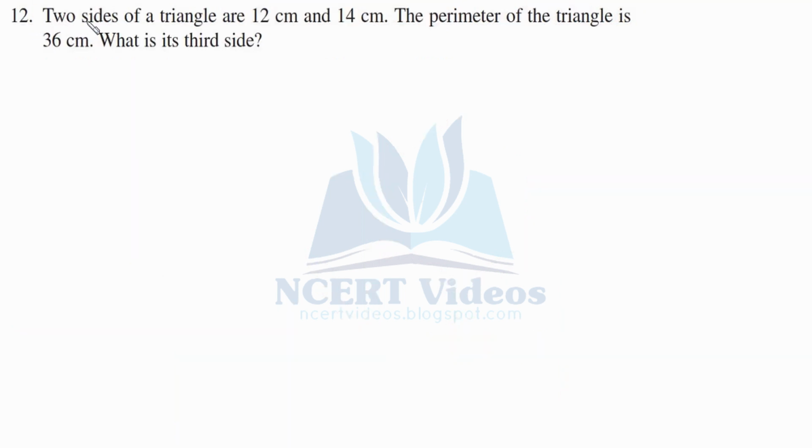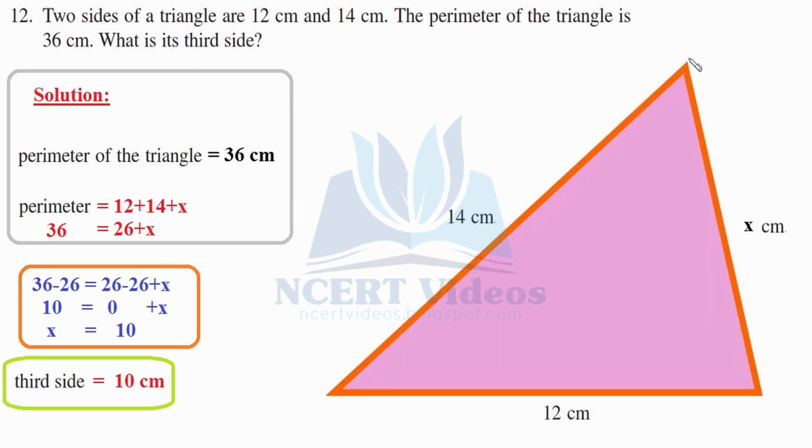12. Two sides of a triangle are 12 centimeter and 14 centimeter. The perimeter of the triangle is 36 centimeter. What is its third side? Now two sides are given. You can visualize this is a triangle. Two sides are given, that is 14 and 12. We will have to assume third is x centimeter. We don't know it at this point of time. But the perimeter is given, that is 36.